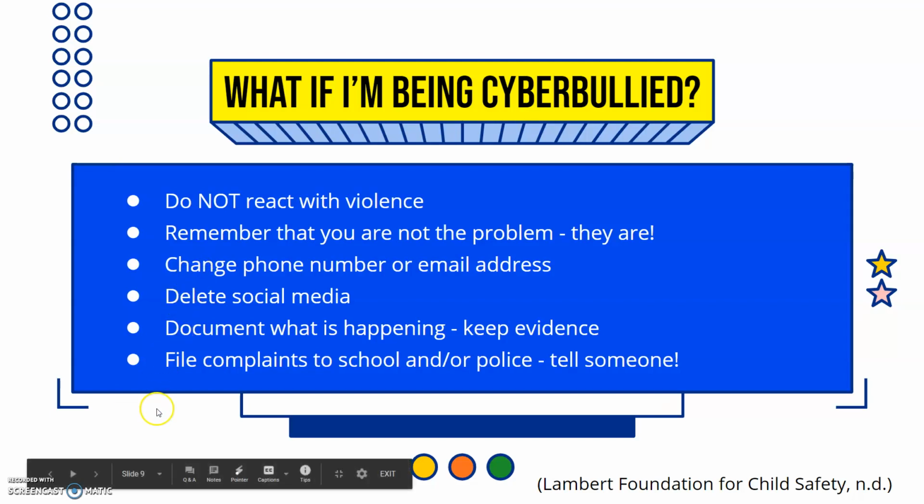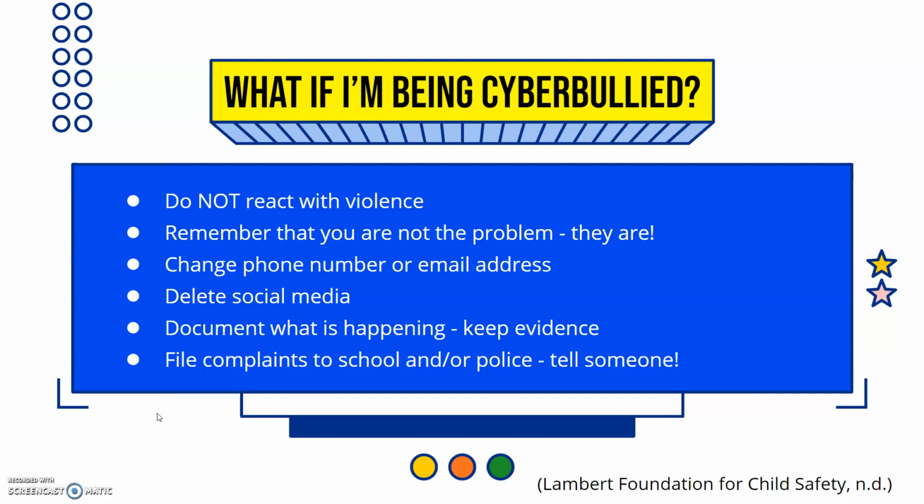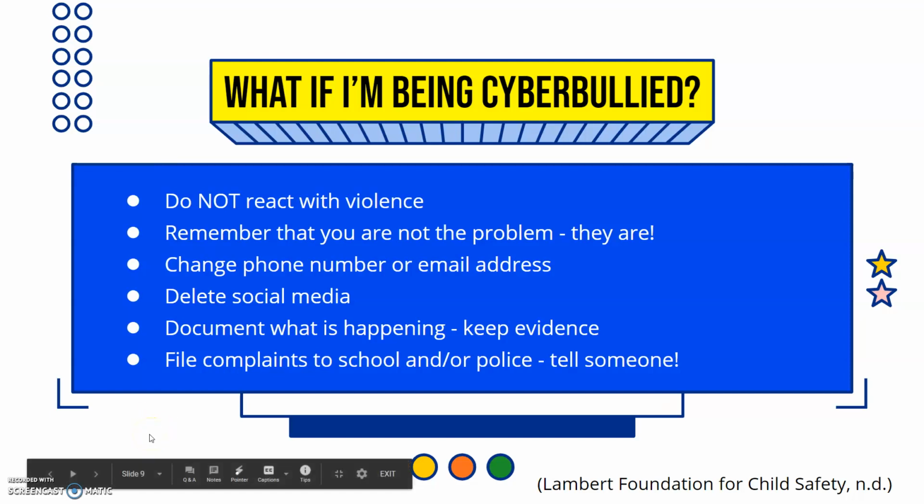You can change your phone number or your email address or delete your social media accounts, whatever it is that you're being bullied through. Get rid of it, change it so that that bully doesn't have access to it anymore. Again, document what's happening to you, keep evidence of it so that you can prove it and show others what's happening, and then make sure that you tell somebody and file complaints to school or even the police if it's something that the law should get involved with.